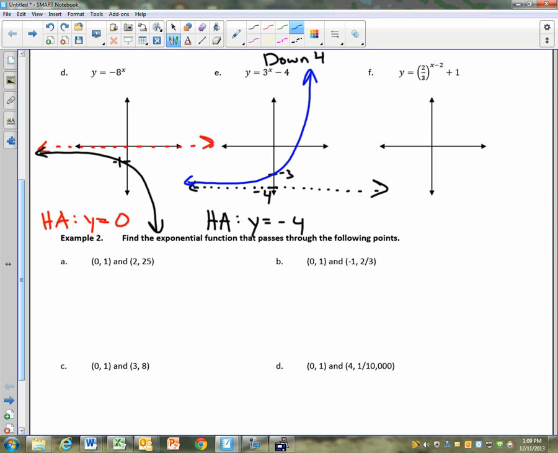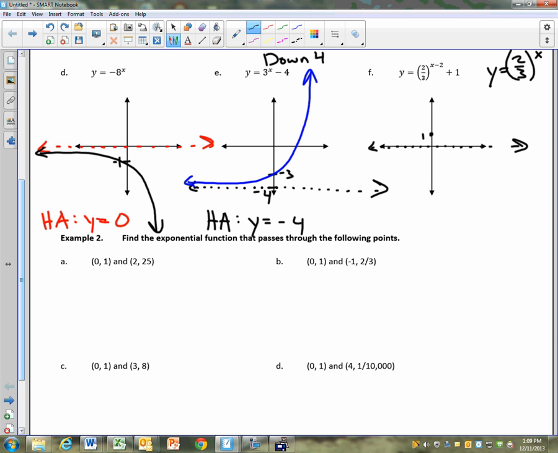Okay, last one. I got 4 minutes. Y equals 2/3 to the x minus 2, plus 1. So there are some transformations that take place here. We're just going to draw it out. I'm going to start by drawing the parent function, y equals 2/3 to the x power. Forget about the transformations. I'm just going to draw the parent one so we can see. The parent one would have a horizontal asymptote just like this, and it would pass through 0, 1.